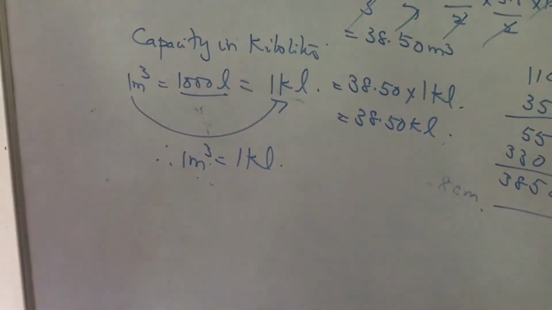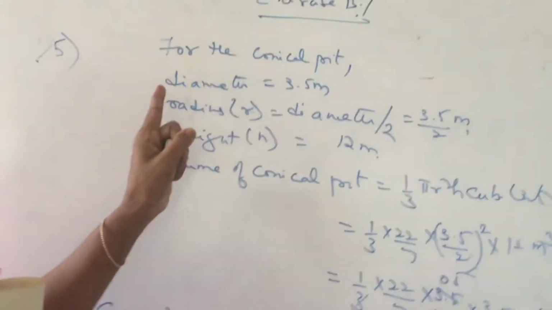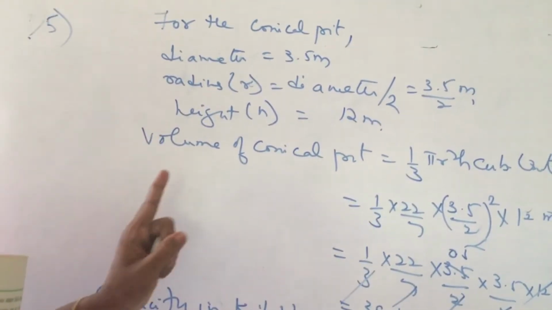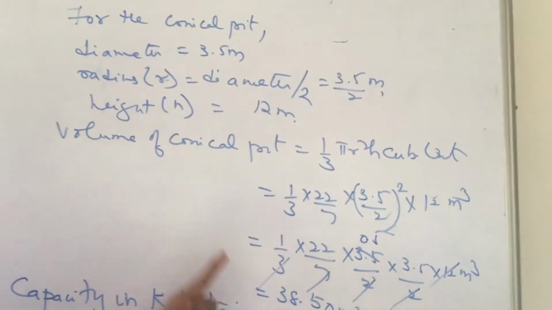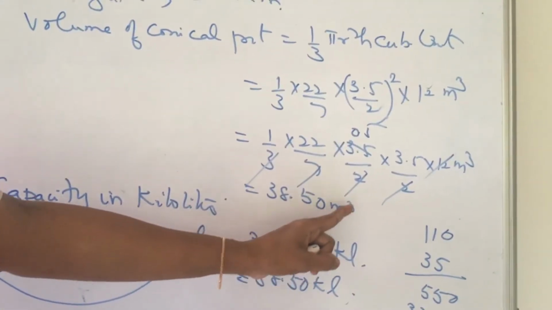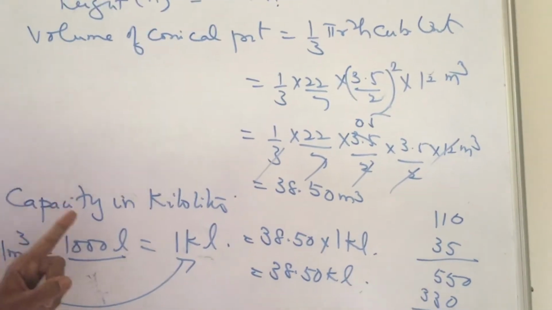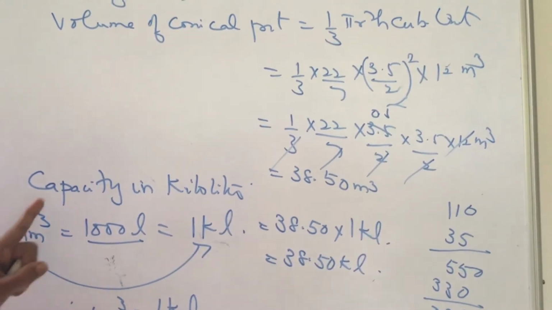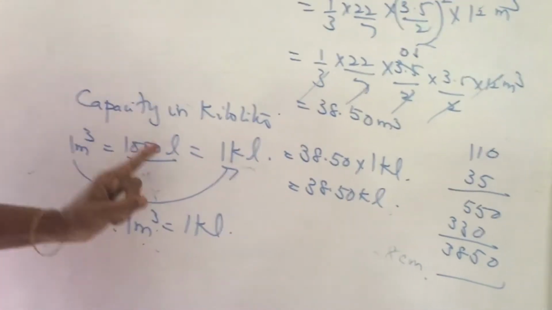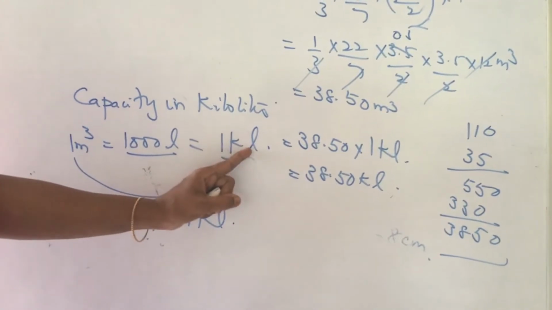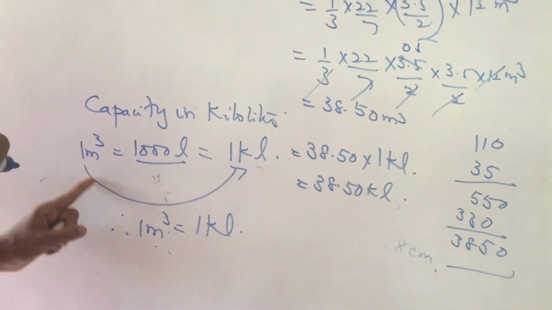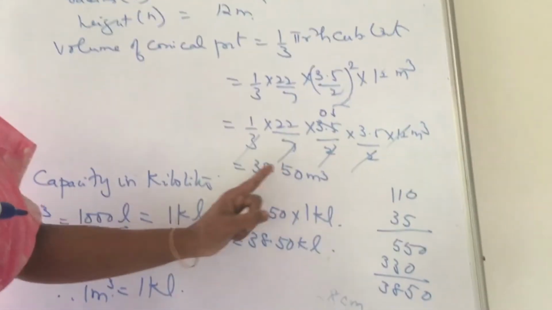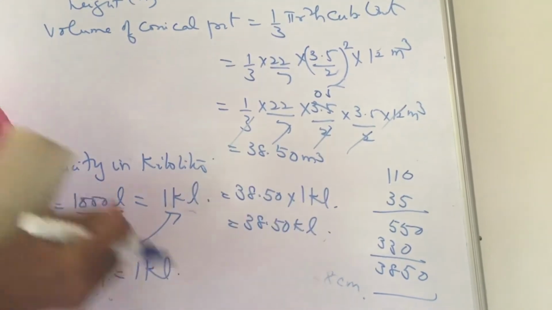I hope you have followed, children. For the conical pit, given the diameter, we found out radius and height is given. To find the capacity, first volume. Your volume is 38.50 cubic meters. The question is capacity in kiloliters. First of all, cubic meters to liters. And all of you know that 1000 liters is equal to 1 kiloliter. Therefore, 1 cubic meter is equal to 1 kiloliter. So to convert cubic meters to kiloliters, multiply by 1.